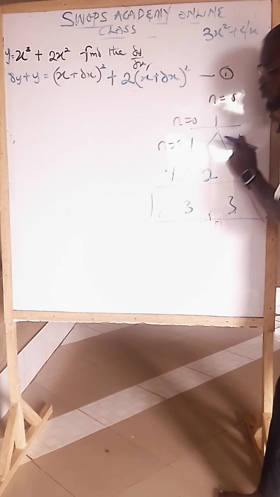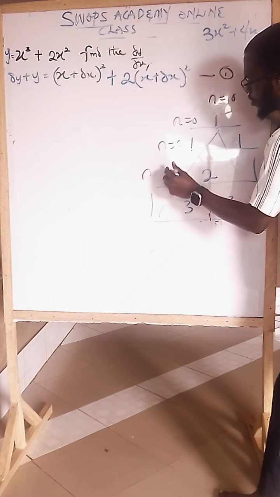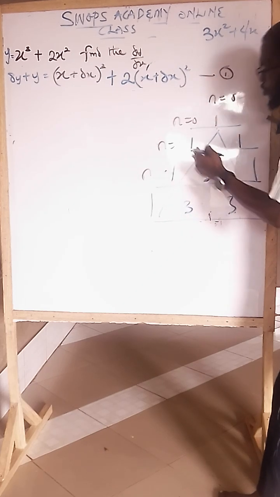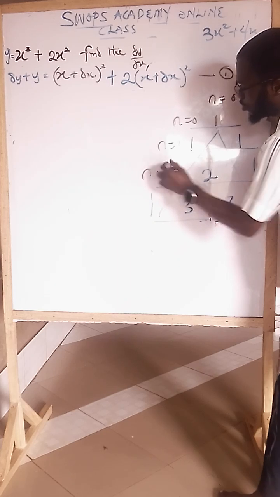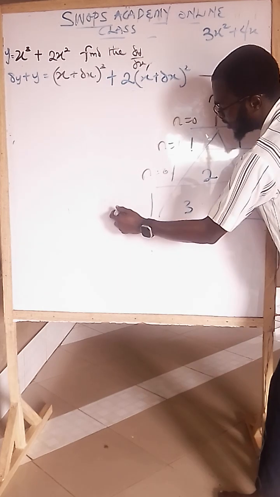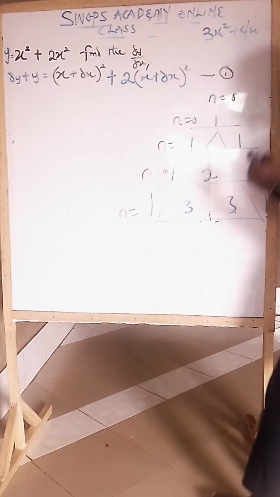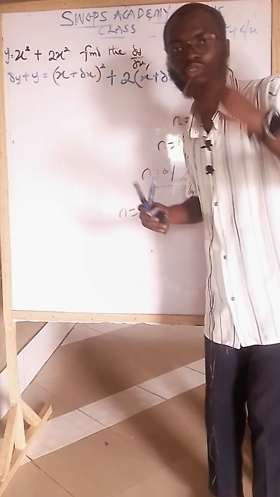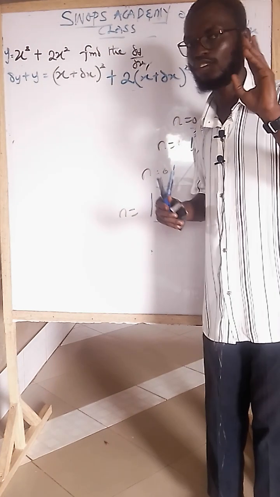Two things, 1, 2. When n is 1, sorry, it will be two things, 1, 2. When n is 2, it will be 1, 2, 3. When n is 3, it will be 1, 2, 3, 4. When n is 4, it will be 1, 2, 3, 4, 5. Are you getting it?